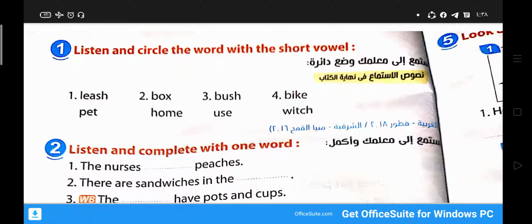Let's do this exercise. Listen and circle the word with the short vowel. Leash, pet. The answer is pet. Number 2, box, home. The answer is box. Number 3, push, use. The answer is push. Bike, which. The answer is which.